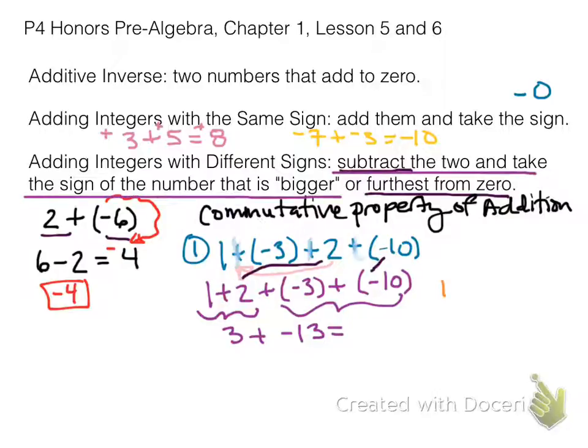3 plus negative 13, I'm going to subtract them, which is going to give me 13 minus 3. And the 13's furthest from 0, so it's going to donate its sign and give me negative 10. Negative 10. Okay, so what's next?